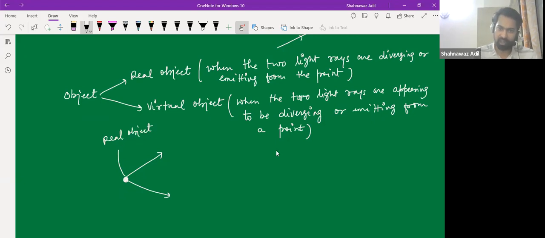And we have these two points, right? But the light rays are going from here and here, right? So we will draw these lines backwards, and it will appear that the lines are emerging from this point. So from this point, it is appearing that these two light rays are emitting or diverging from, right? So what kind of object is this? Virtual. So this is the virtual object.